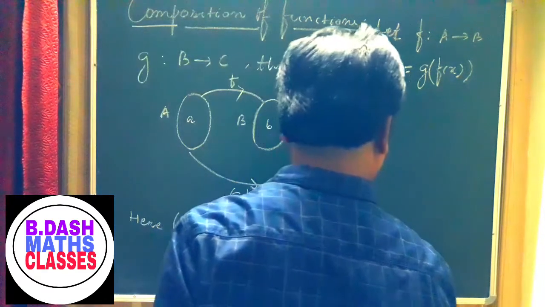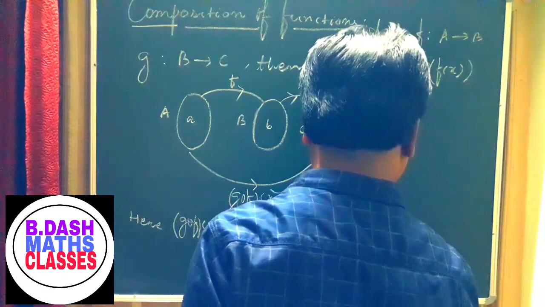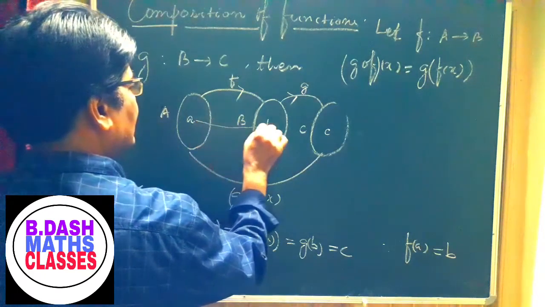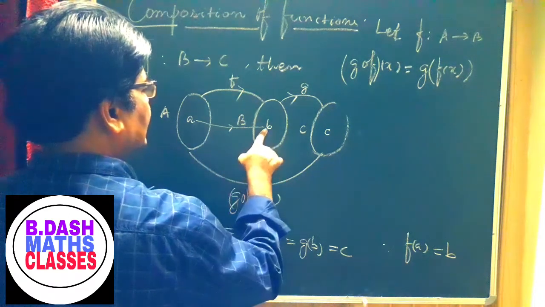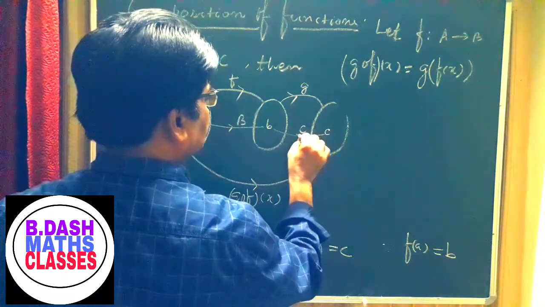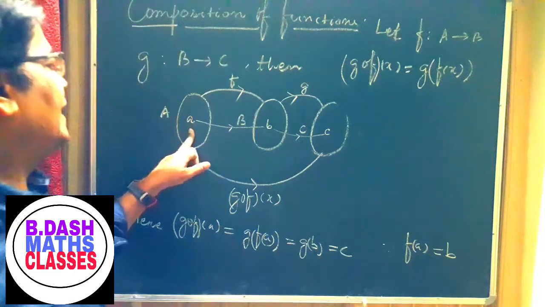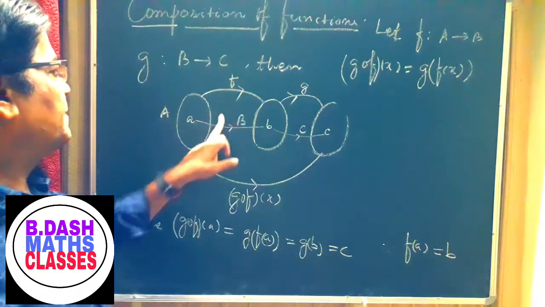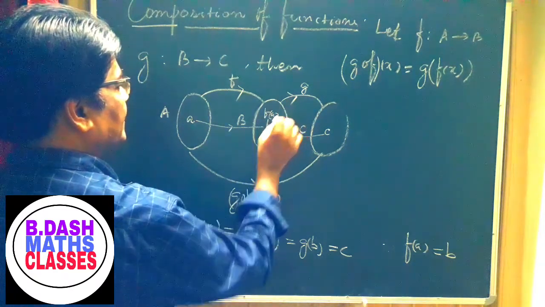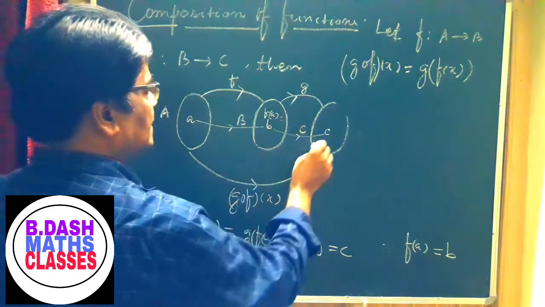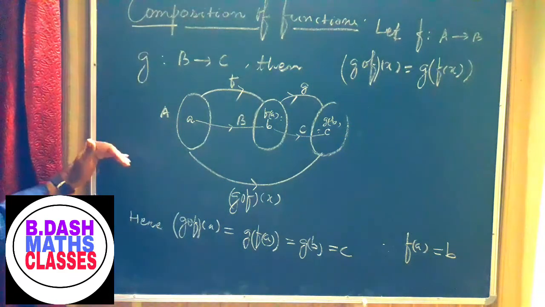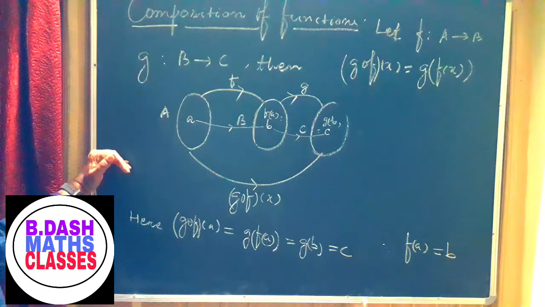Here f(a) is equal to b. A is related to b under the function. Here a belongs to A, under this function it becomes f(a), which is equal to b. That means f(a) is equal to b. Now this b under the function becomes g(b), which is equal to c. So in this way composition of a function is defined.